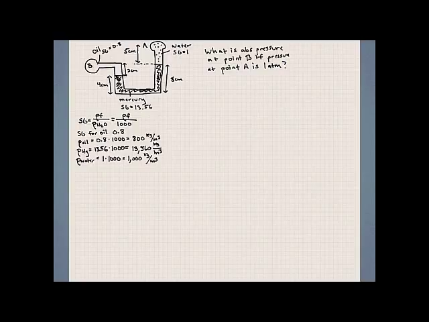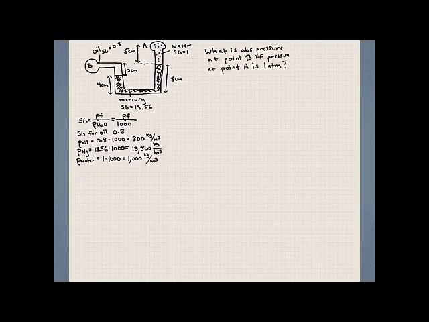Alright, so now we have the densities of all these fluids, which is important in a manometer problem. So what this manometer problem is asking, we have a pressure at point B and we have a pressure at point A. We want to find the absolute pressure at point B, which is the section filled with oil, if we know that the pressure at point A is at 1 atmosphere and it's filled with water. So let's do this calculation.